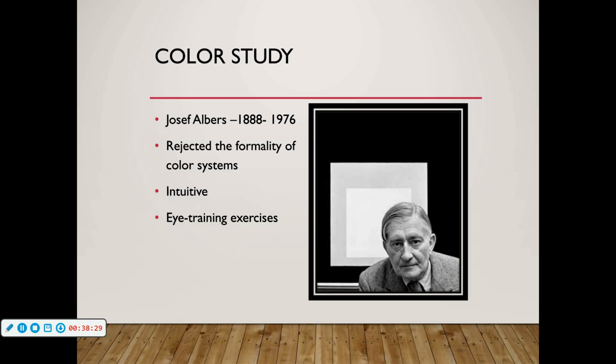Then, when we talk about color study, one of my favorite people who do color studies is Joseph Albers. He is alive from 1888 to 1976, and he rejects the formality of color systems. He says, hey, how useful is it for me to say, yes, this is an R27, or whatever color system that you're using, if I don't know how to use it. His approach to color study is very intuitive and involves lots of eye training exercises. We'll use some of his studies and experiments in this class as well, because I say, hey, why not both?